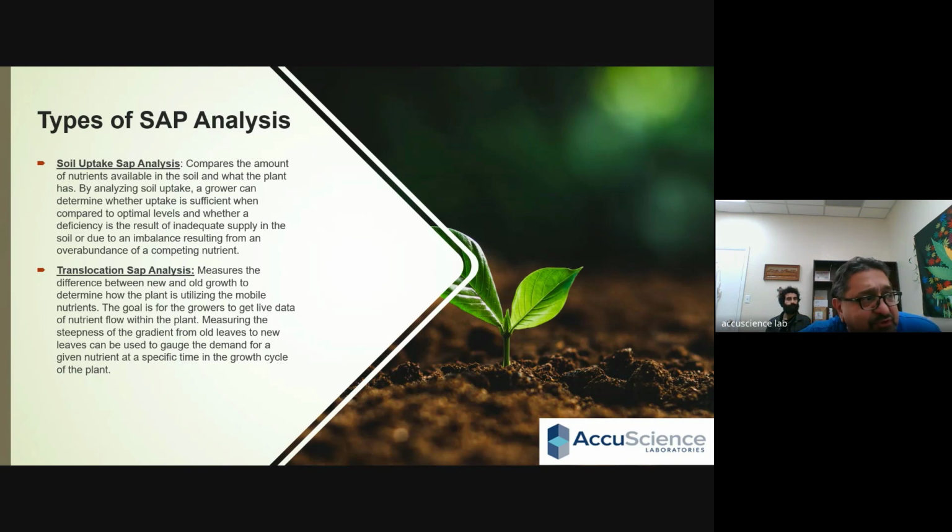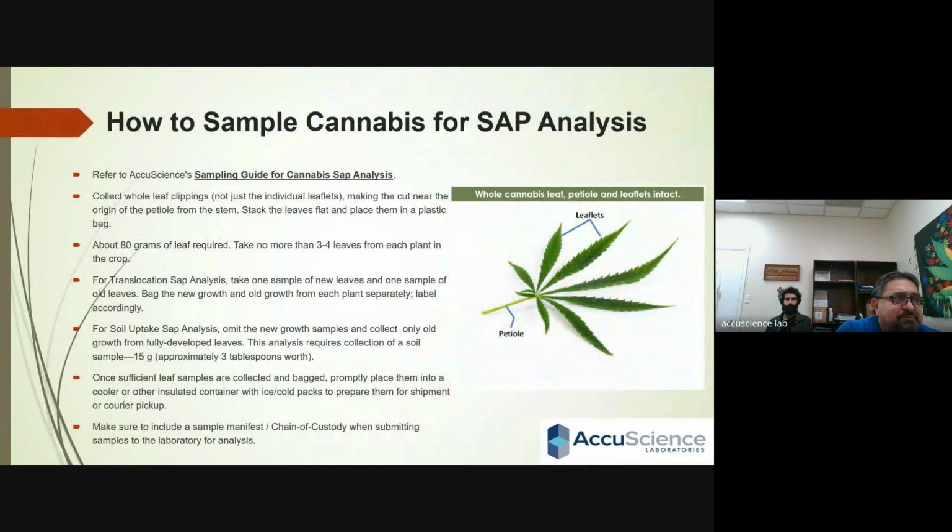So this is very important: take the old and new, and this could give you a very good comparison between the old and new. Now, how do you sample the SAP analysis? We have put a guide for the SAP analysis sampling on our website. If you go to our AccuScience website, you'll be able to get that, or just contact us. We'd be happy to provide you with the guide.